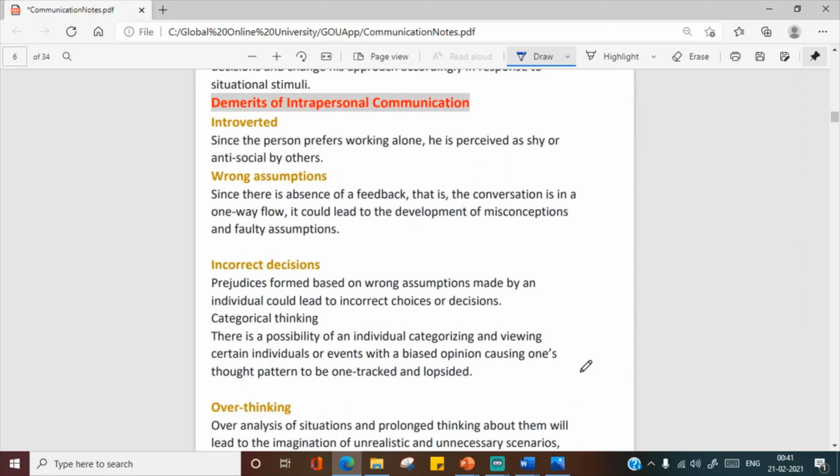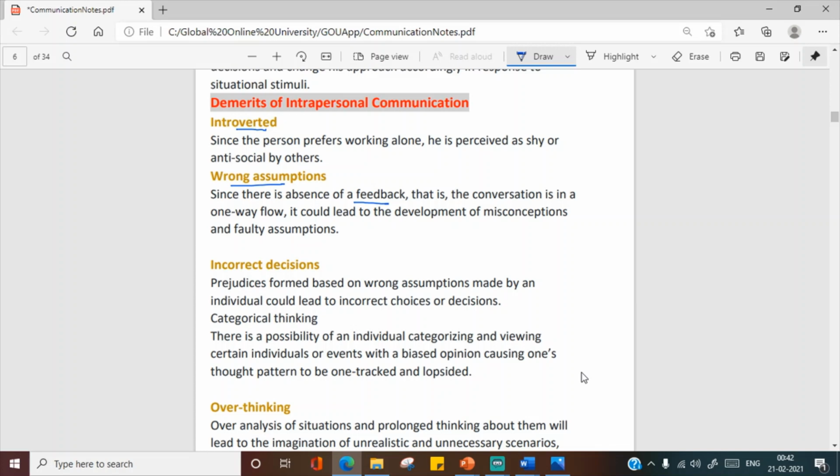A few demerits. One is becoming introverted, because like interpersonal communication, when two people communicate, you become socially active, you talk to each other. But if you keep on doing intrapersonal communication only, you will not mix with other people. Second is wrong assumptions. Sometimes when we think only from our point of view, we might take wrong decisions. So when we talk to others, we also get feedback.